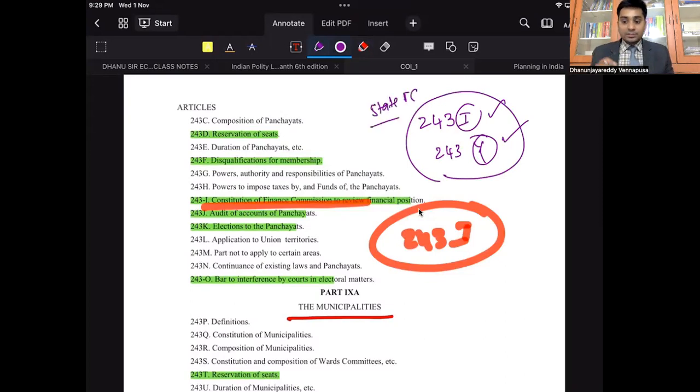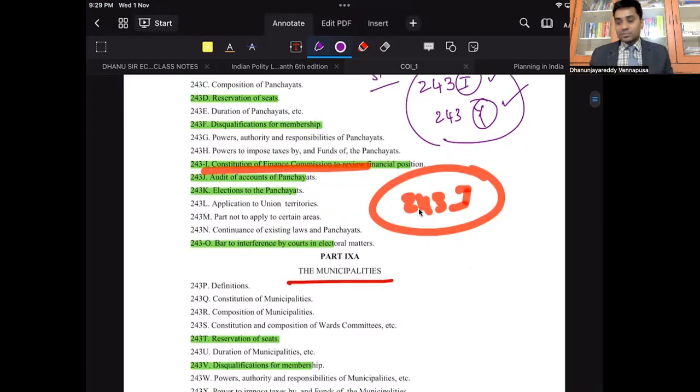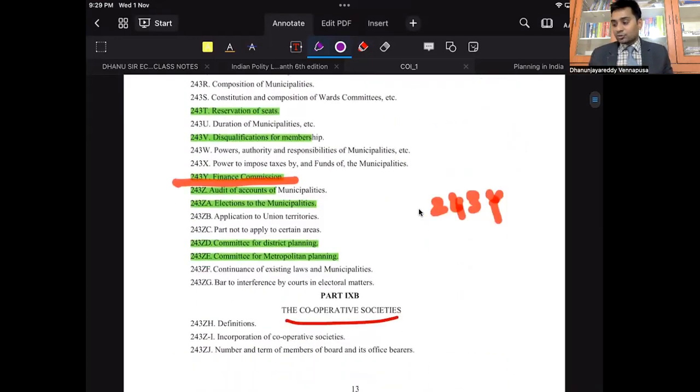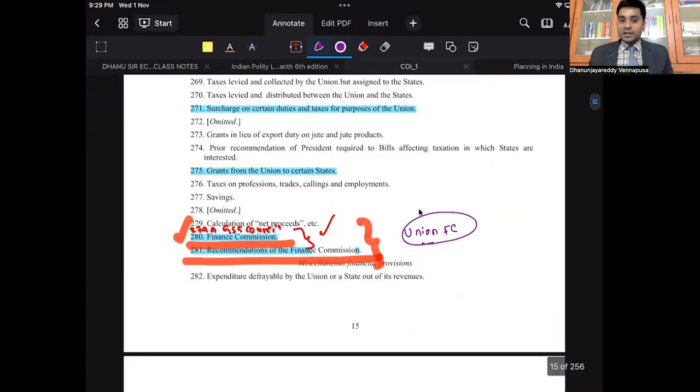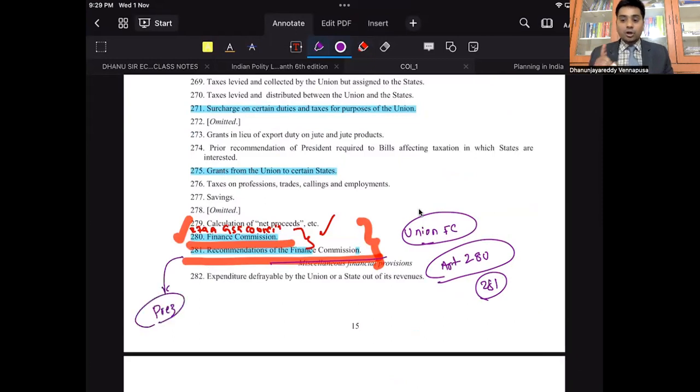Just remember these articles. They don't ask in depth about State Finance Commissions, but they will ask about the Central Finance Commission, which is in Article 280 of the Indian Constitution. This is extremely important. 280 discusses how the Finance Commission is formed. 281 discusses how the recommendations of the Finance Commission are important. It will give recommendations to the President. However, recommendations are not binding on the government. That is the thing that we have to observe.